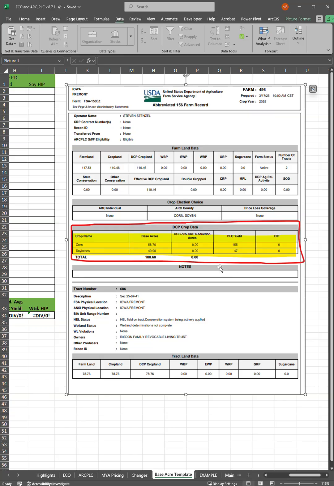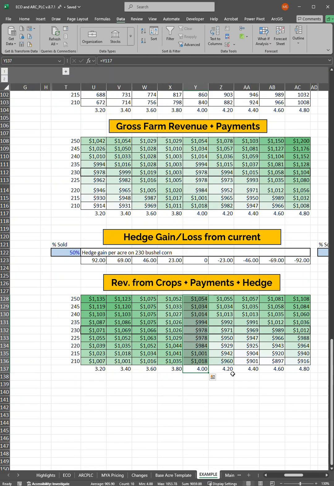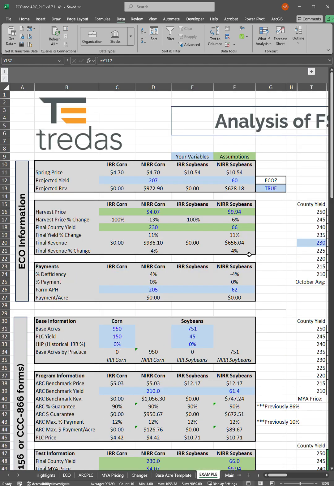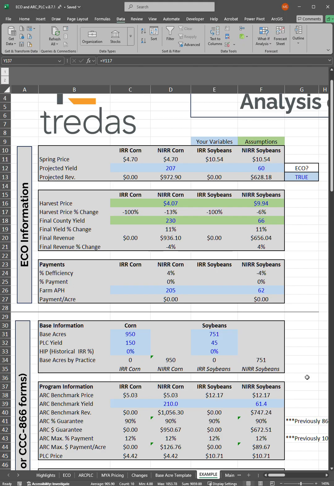The document that we need to get your base acre information is called the 156 EZ. It's from your FSA office and it has your base acres on corn and beans and your PLC yields. So every farm, regardless of what you actually plant on it, has a set number of base acres and a HIP. HIP is historical irrigation percentage. So we plug all of that information into this table here to come up with what payments you can expect.